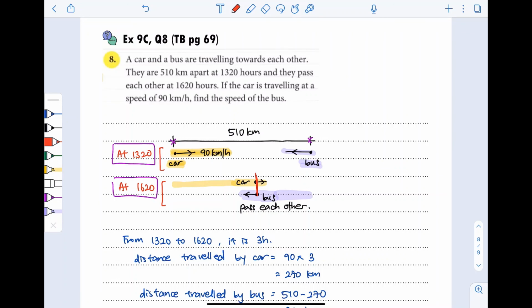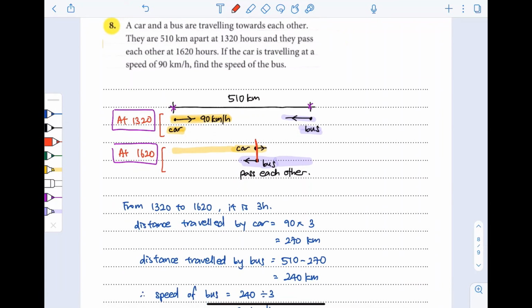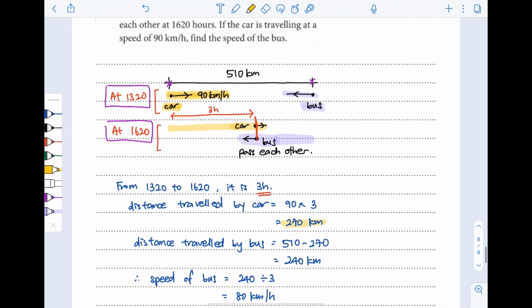This is rather unlike my other question earlier, because in the previous question, I do know the speed of the bus. So what we have to do in this question instead is notice that for the car to travel from this point all the way to the meeting point, the car actually took 3 hours, because it is from 1320 to 1620. With that information and also the speed of the car, I can find out the distance traveled by the car. So we now know that the distance traveled is 270 kilometers.